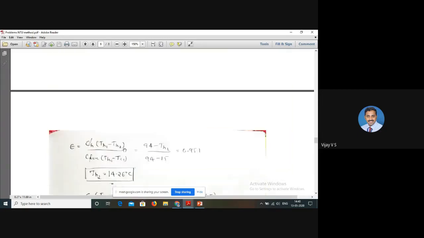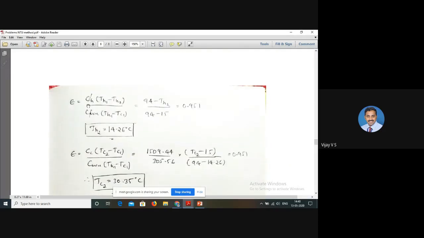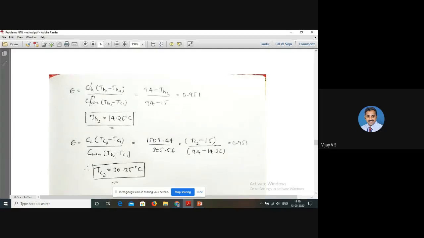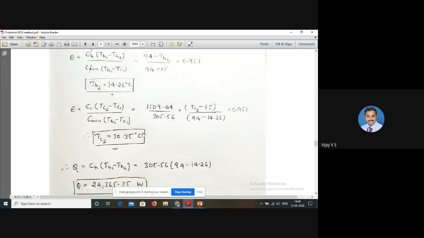Okay, 95. So once I know effectiveness, now I should find out the temperature. So use the first formula, CH into this one. CH and C minimum get cancelled here. Therefore I will get TH2 as 14.26. And here for CC, I will use the second formula. So CC is this one, C minimum I will take. So TC2 is 30.35.